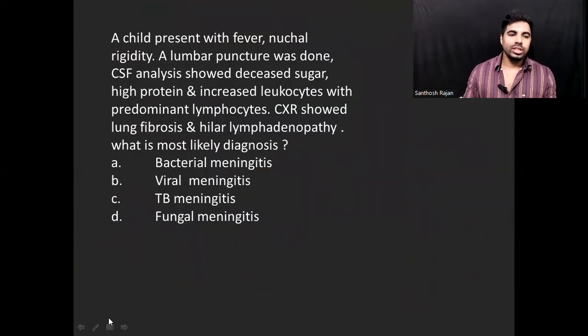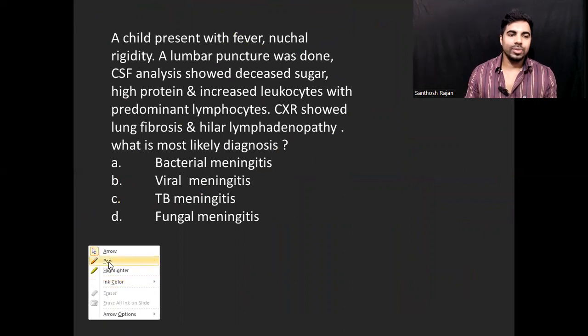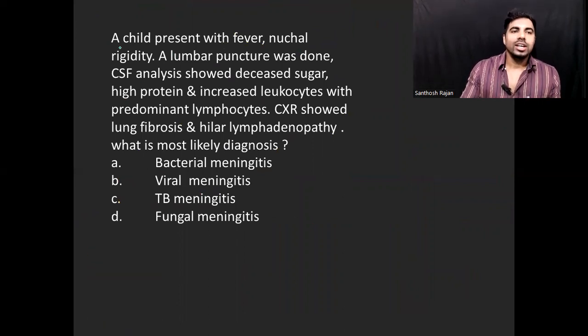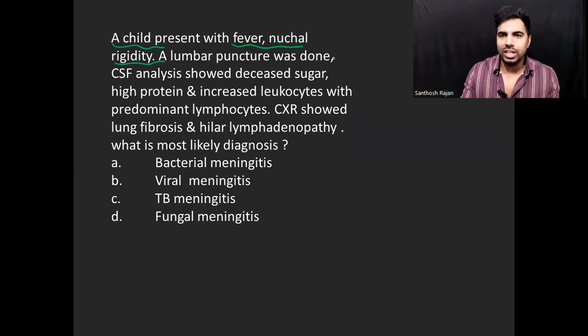Now the next question. This is another interesting question. Look at this. Now you can answer easily. You know everything. The child came with a fever and neck rigidity. Fever, neck rigidity means itself, it is what? Meningitis. You don't have to think anything. It's just meningitis only. Nuchal rigidity will be meningitis.